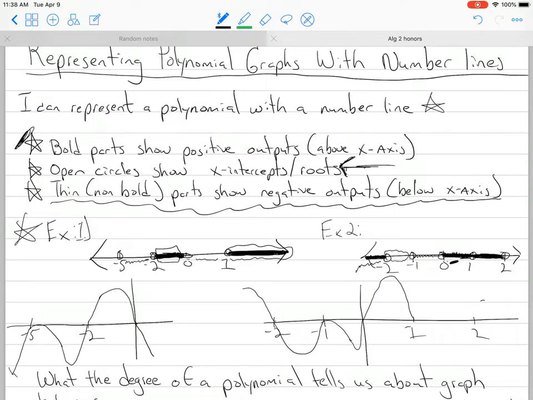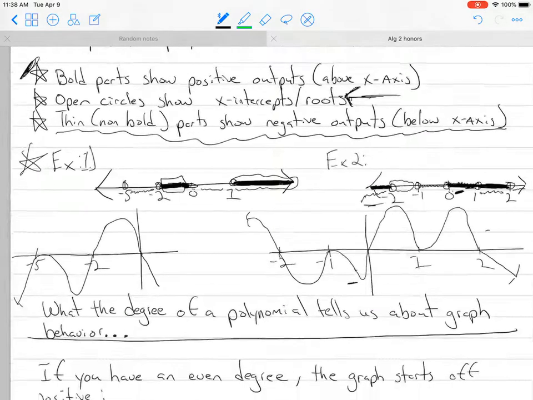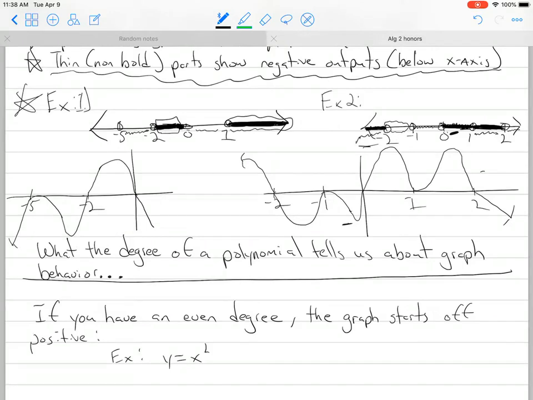And at 1, it crosses. Then at 1, it's bold again. So I stay positive. And I got to get back down somehow to get to 2. And after 2, it goes thin, which goes negative, right? So I'm looking something like that. And obviously we don't know how high or how small things go, but we know if the parts are negative or positive. Cool.